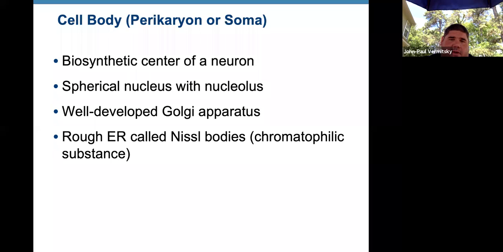The cell body of the neuron, this is the biosynthetic center. It has a spherical nucleus with a nucleolus. It has a very well-developed Golgi apparatus. This is primarily because the cell body is going to end up producing neurotransmitters, which need to be packaged and then sent down the axon to the axonal terminals, where they will then be released into, say, a synaptic cleft, where, as we saw with skeletal muscles, the acetylcholine neurotransmitter got released through those vesicles, which were formed by the Golgi. They were very important in the signaling of the skeletal muscle.